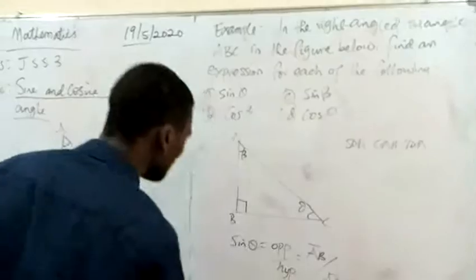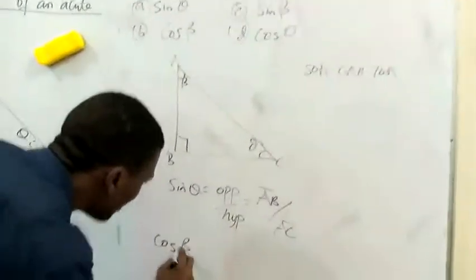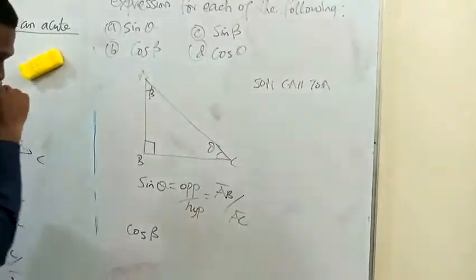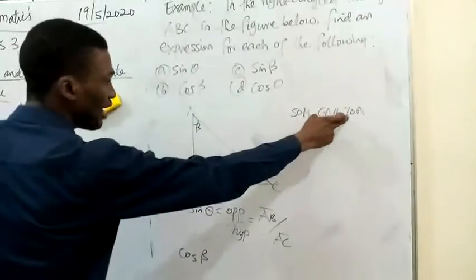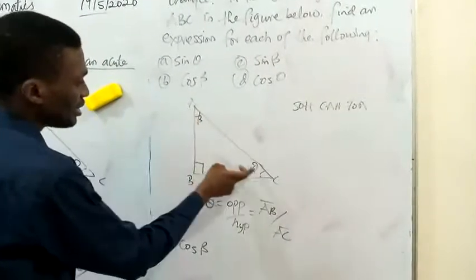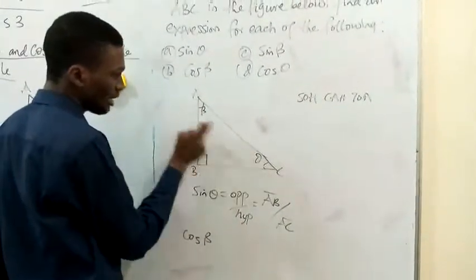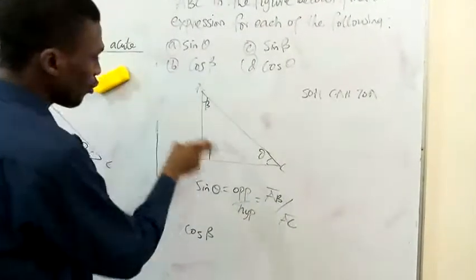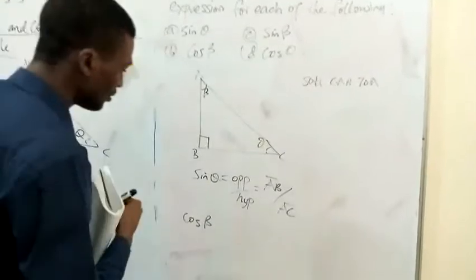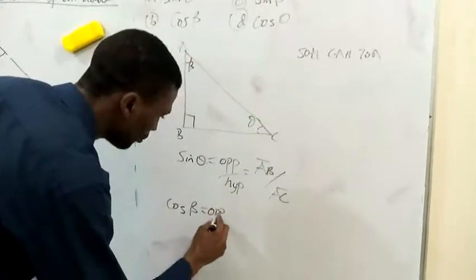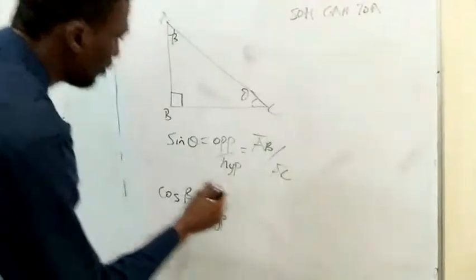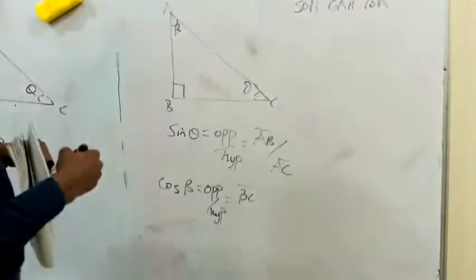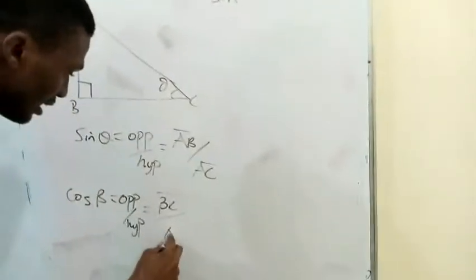The next one is our cos beta. This is our theta and this is our beta. So cos beta will give us adjacent over hypotenuse. Since this side is opposite angle theta, the other side is opposite angle beta. For sin beta, we have opposite over hypotenuse. Our opposite is line BC, so line BC all over hypotenuse, line AC.